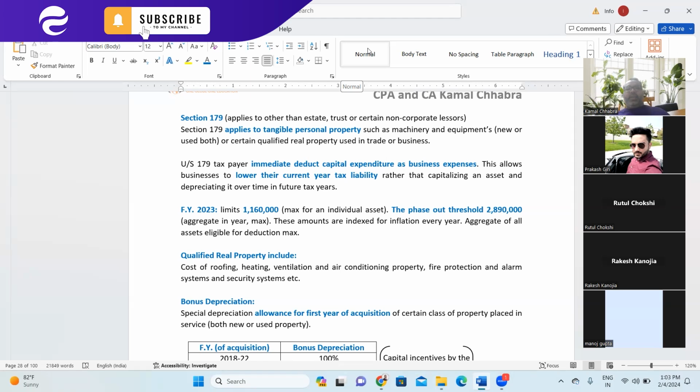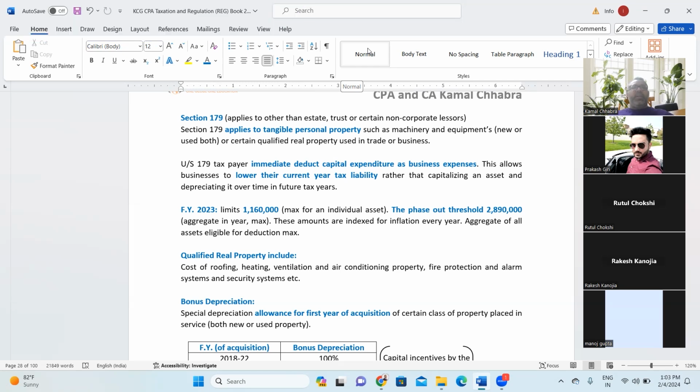Section 179: the taxpayer can immediately deduct a capital expenditure as a business expense. That means, for example, you have made $1 million of investment, right? So the government is saying you can charge this entire $1 million as your expense in the current year. On top of that, you still have your assets in your books for which you can charge your normal depreciation.